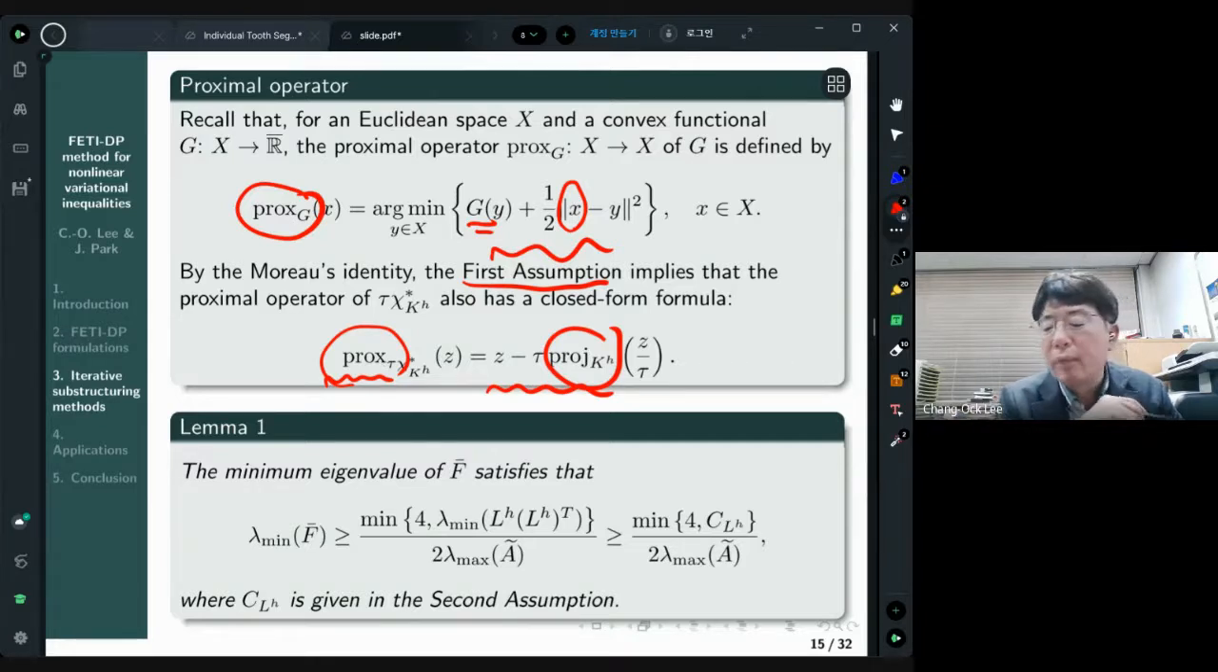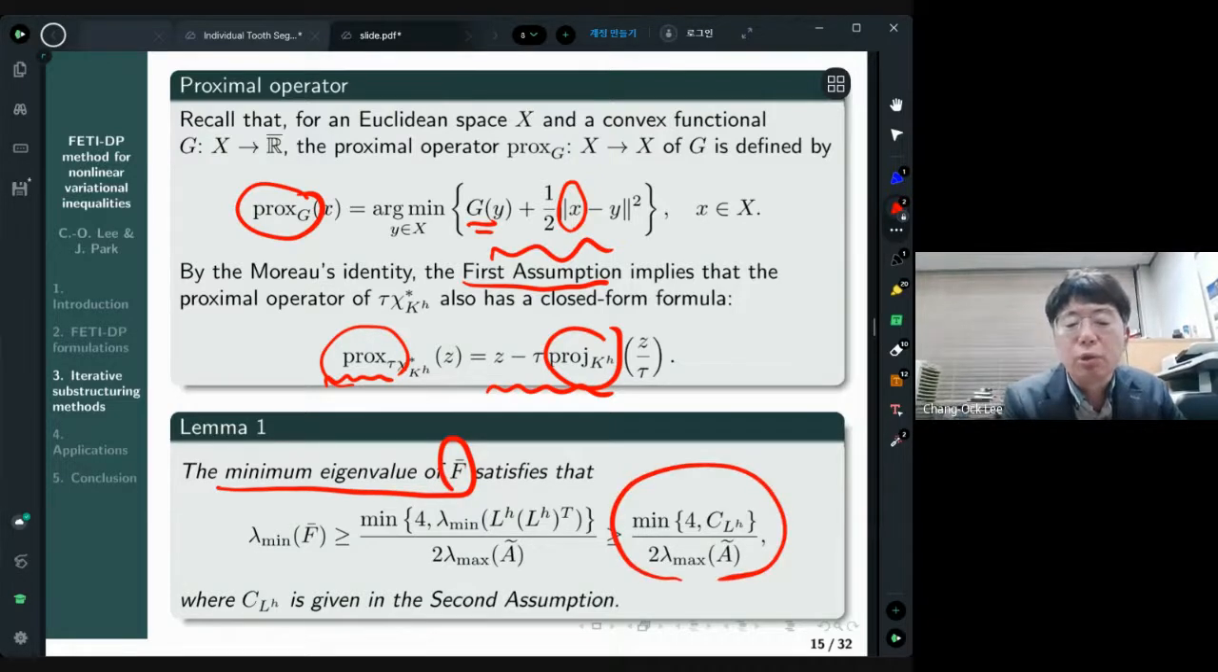Now our first lemma: the minimum eigenvalue of f hat is this one, so you can compute it. Here C_LH is the lower bound of the minimum eigenvalue. And our second assumption is that we can compute this one.